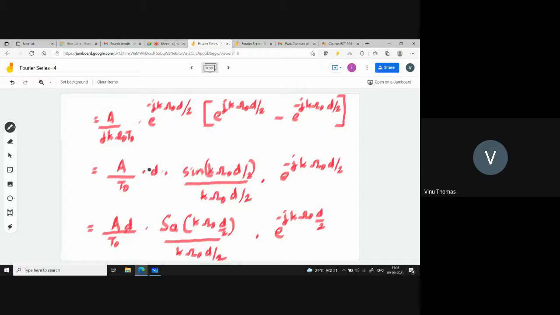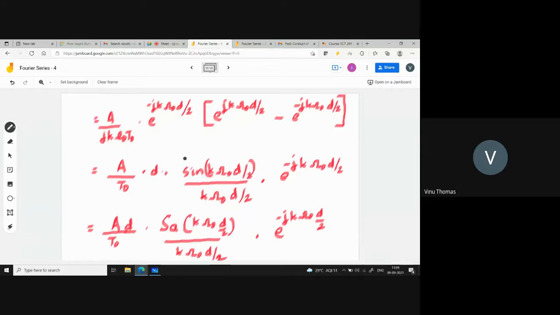So what I will do is I have a d by 2 here. To ensure that I have a d by 2, I will multiply the numerator and denominator by d by 2 and this will become A by 2 0. So again omega 0 t0 you can write as equal to 2 pi. So this becomes A by t0 into d into sine k omega 0 d by 2 by k omega 0 d by 2 into e raised to minus jk omega 0 d by 2.